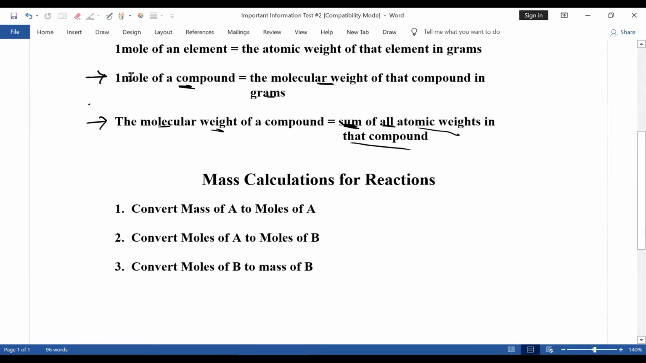This will be given to you. And same thing here. An important thing, like I mentioned earlier, you should remember, but I will give this to you. In the past, I used to make students memorize this. I don't anymore. And that is 1 mole of a compound equals the molecular weight of a compound in grams, and the molecular weight of the compound is the sum of all atomic weights. So now we have to do the 3 steps. First one is whatever we're given, we have to go from grams to moles.